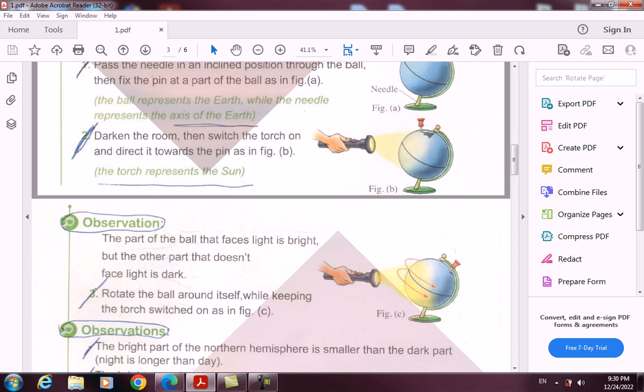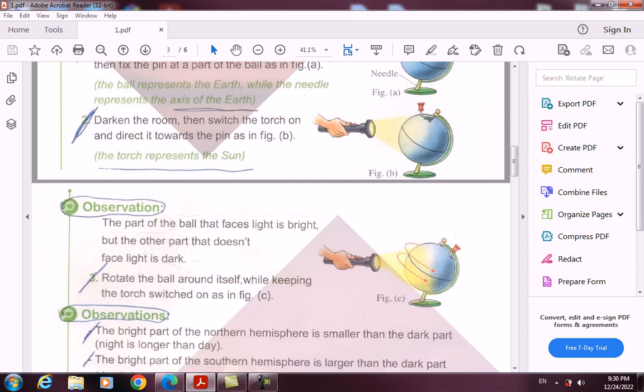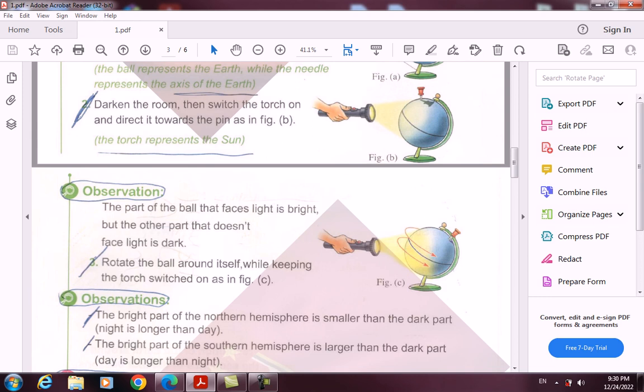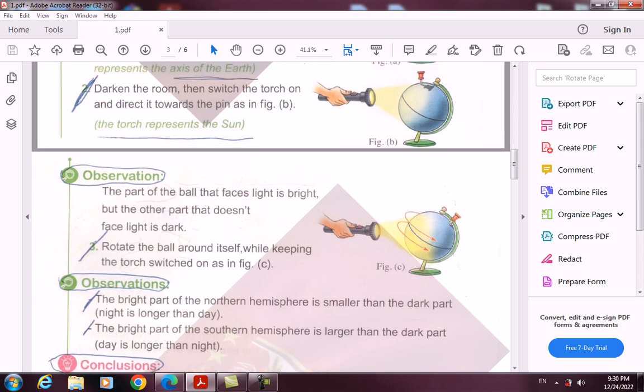So, and the next step, what shall we do? Darken the room. So switch off the lights and make it dark. Then switch the torch on and direct it towards the pin, as in figure B, like the one that you see here on the left. In this case, the torch represents the sun.